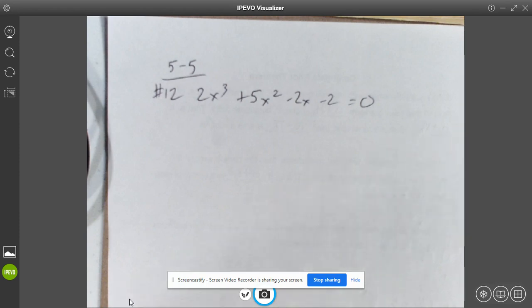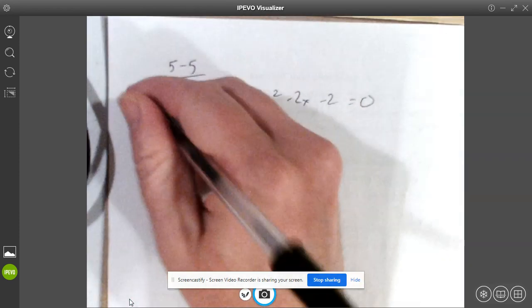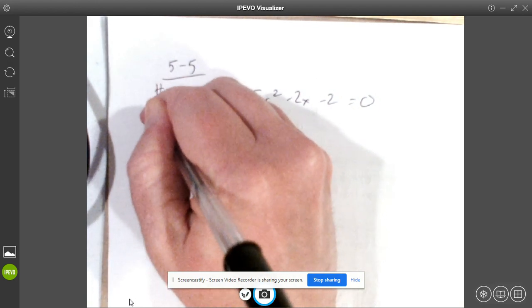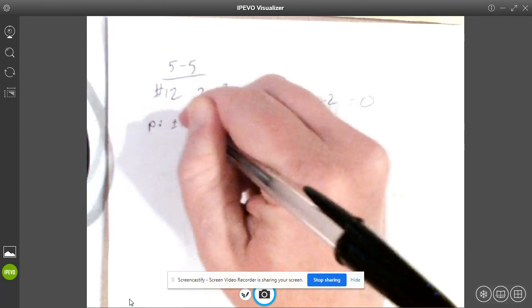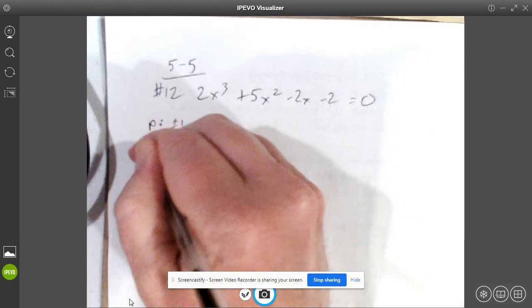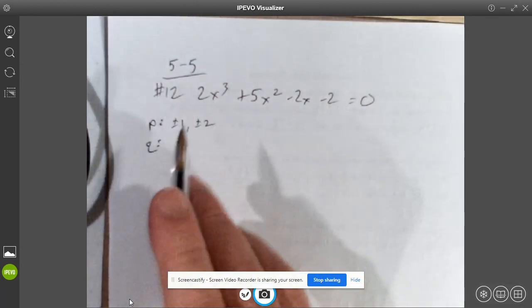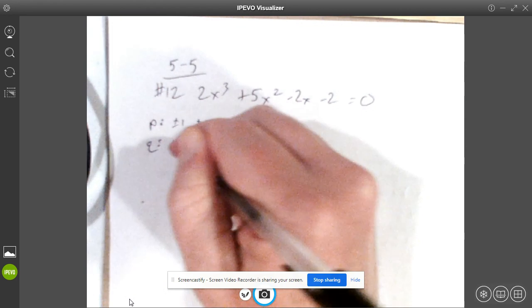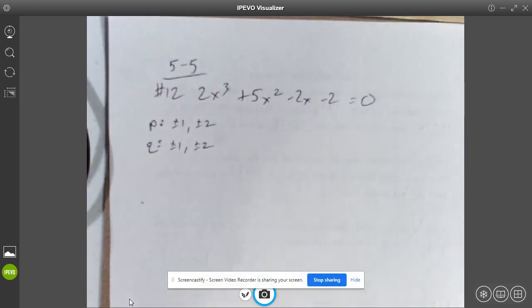So the first thing I want to do is come up with my list of P's and Q's. P's are all the factors of -2, so that could be positive or negative 1, or positive or negative 2. Q are all the factors of my leading coefficient, and my leading coefficient here is 2. So all the factors of Q are also positive and negative 1 and positive and negative 2.